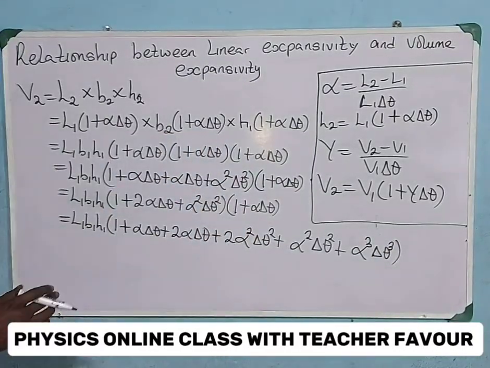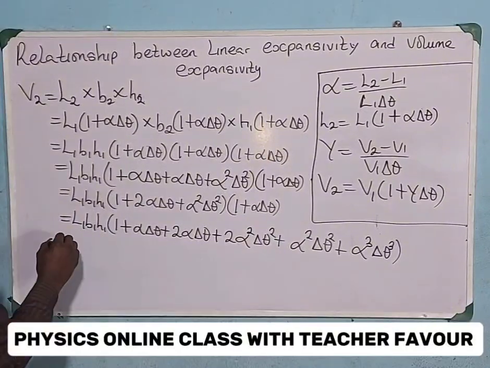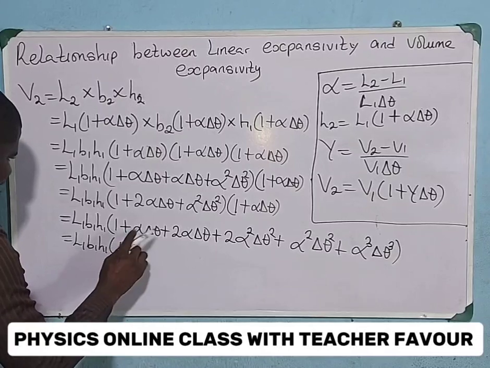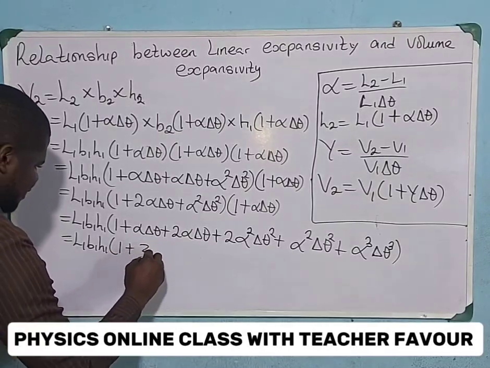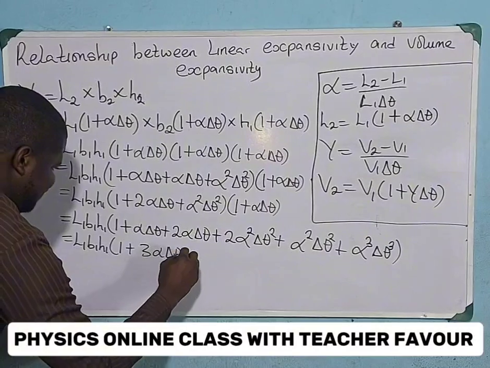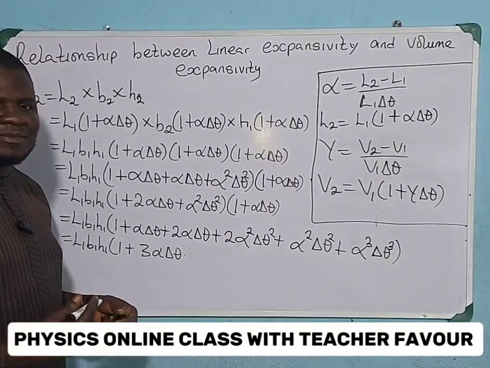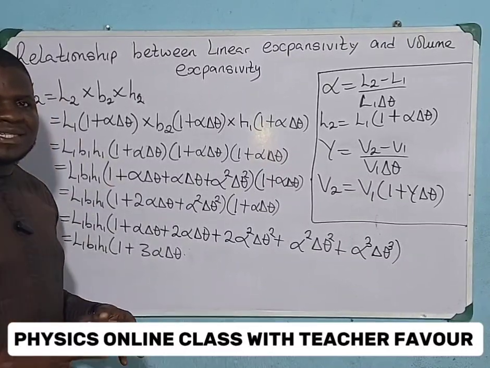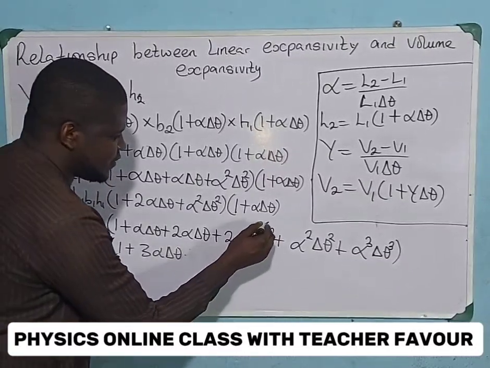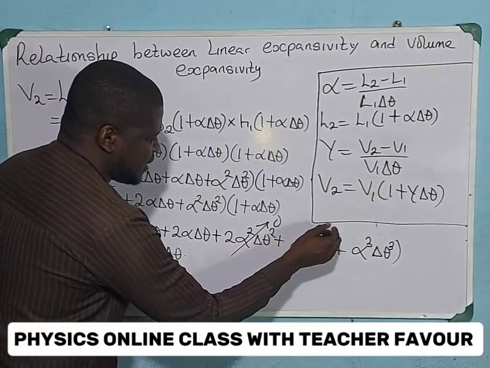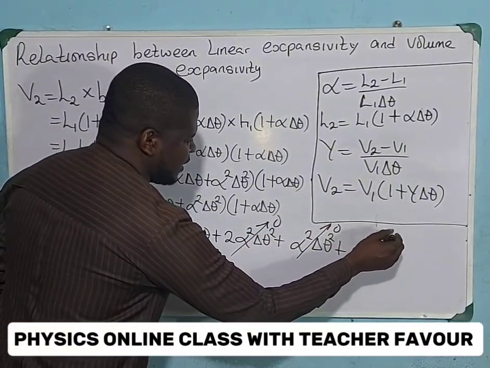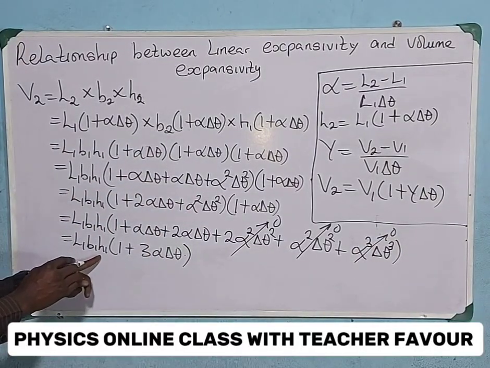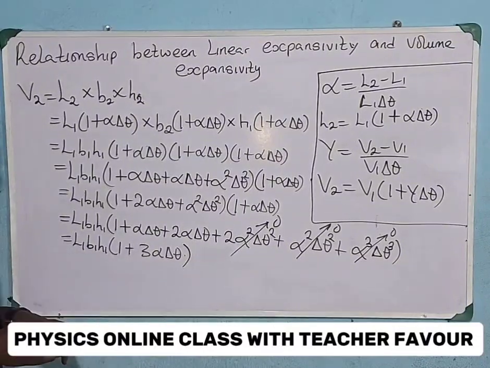Okay, at this point we'll collect like terms. If we do so, we are going to have L1, B1, H1, bracket 1. This will plus this, we'll have 3 alpha delta theta. Alpha square will be insignificant because the value for linear expansivity is very small, and when it's squared, it is extremely small. So this tends to 0. In the same way, this tends to 0. And as well, this tends to 0. So we are going to have L1, B1, H1 brackets 1 plus 3 alpha delta theta.